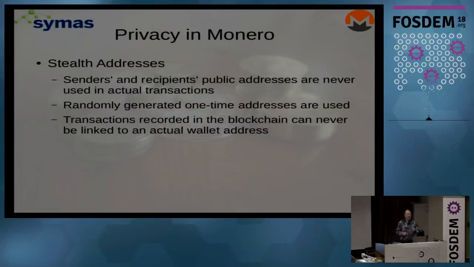So another feature that Monero uses is called stealth addresses. As if you own a wallet, you have your own wallet address, and it's public. So if you want somebody to send money to you, you give them your public wallet address. But the address you give them never actually shows up in the blockchain. Instead, you get a randomly generated address that's associated with the transaction. So even though all of the transactions are recorded in a public ledger, none of them can actually be linked to a real address.